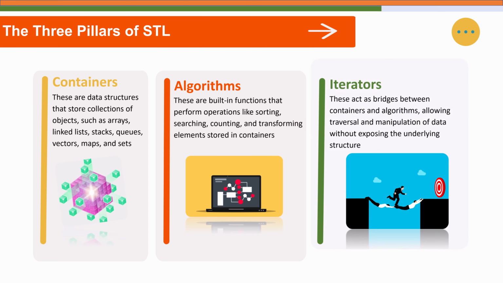So STL is organized into three main components: containers, algorithms, and iterators. Containers are the data structures that store collections of objects such as arrays, linked lists, stacks, queues, vectors, maps, or sets. Algorithms are built-in functions that perform operations like searching, counting, sorting, or transforming elements stored in your containers. Finally, the iterator acts as a bridge between container and algorithm, allowing traversal and manipulation of data without exposing the underlying structure. Together these components form a unified framework for managing data efficiently in C++.